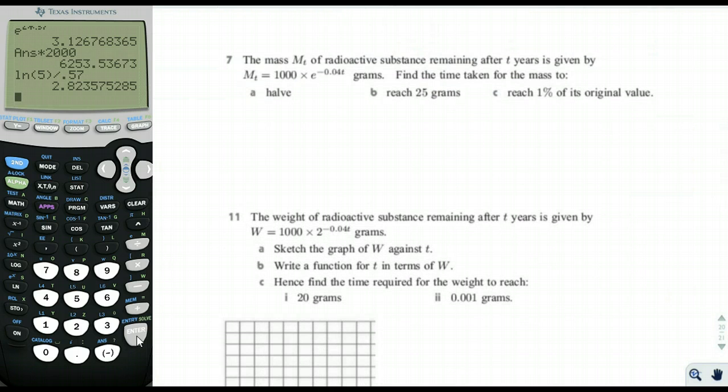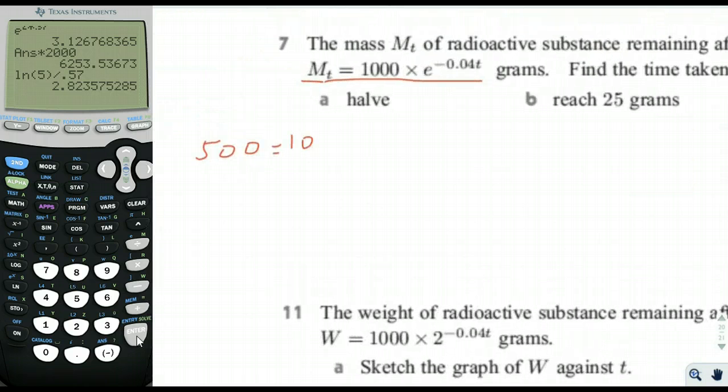Number 7. The mass of a radioactive substance remaining after t years is given by m equals 1,000 times e to the negative 0.04 t grams. Find the time taken for the mass to have reached 25 grams or reach 1% of its original value. So you do this using logs. The first thing that they're asking is, hey, what if there's 500 left? So it's 500 equals 1,000 times e to the negative 0.04 t.